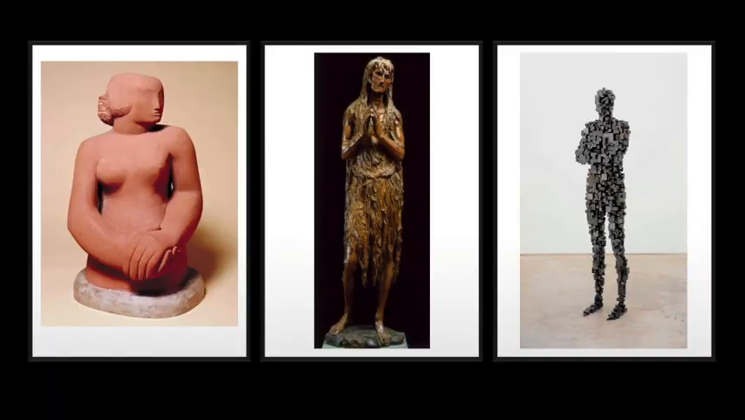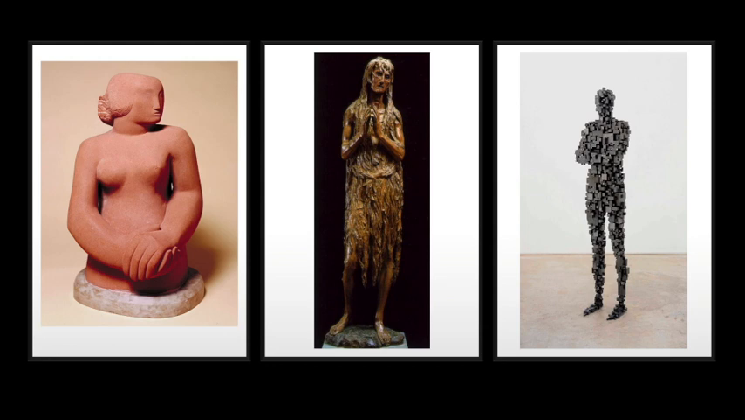I'd like to compare the textures of three different figurative artists. On the left, we have Barbara Hepworth. In the middle, we have Donatello's Mary Magdalene, the wooden sculpture. And then on the right, we have the British artist, Antony Gormley.